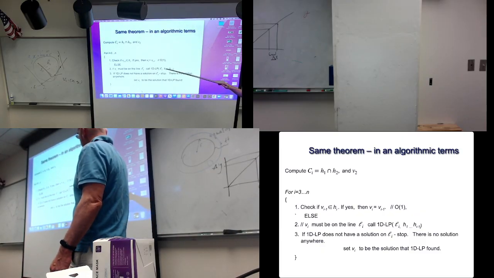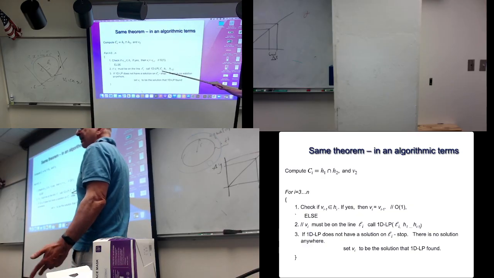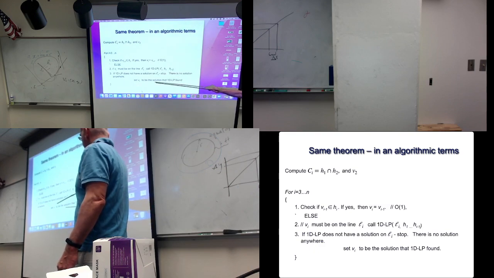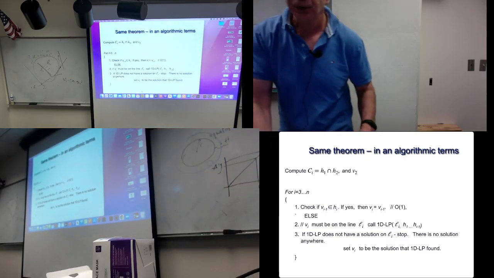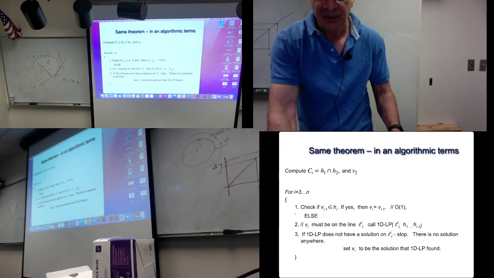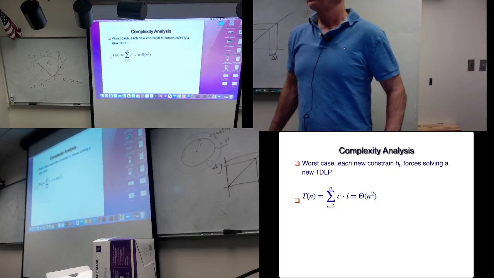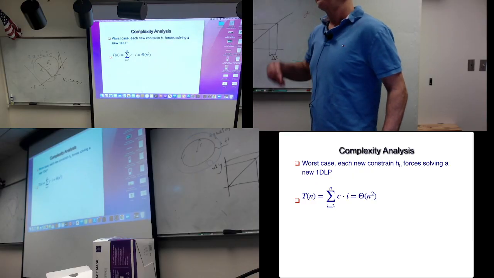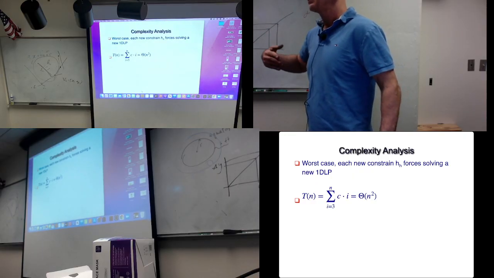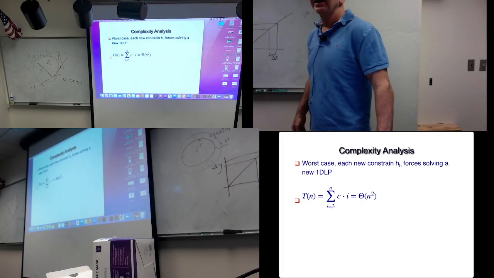Either it said there is no solution on Li itself, and then you're saying, okay, then there is no solution at all. Or if there is a solution, then Vi, the new optimal solution, is just a solution that the 1DLP told you about. And the running time, just as in adding points, could be n squared. Why? Because it could be that every new half plane violates the previous solution that I had earlier.